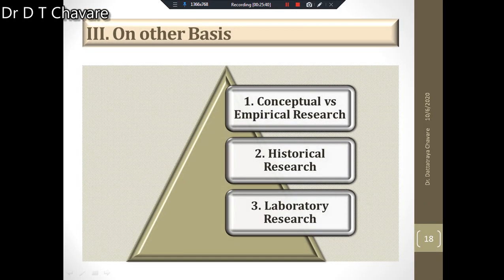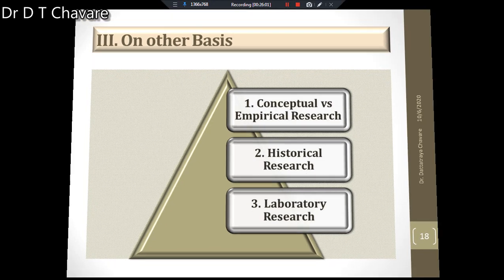Now the third classification is there, on the other basis, and under this class also there are three types of research activities. First, conceptual versus empirical research. Second, historical research, and third, laboratory research.